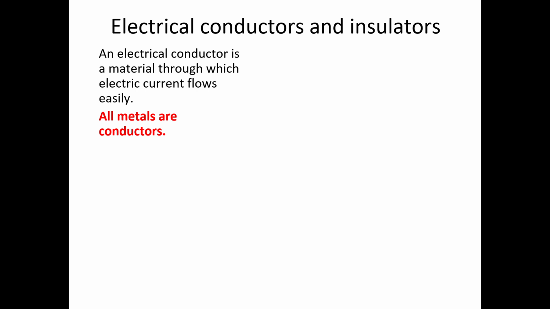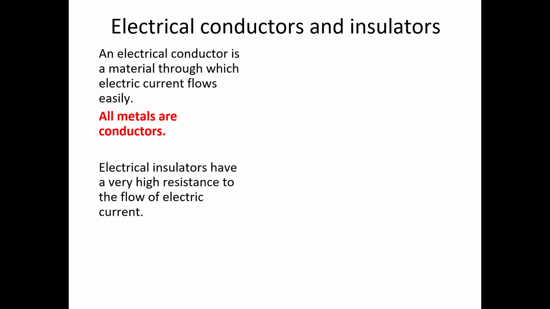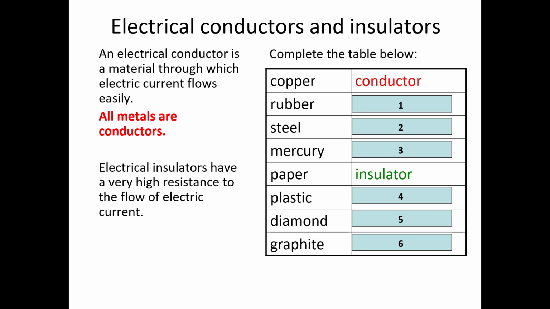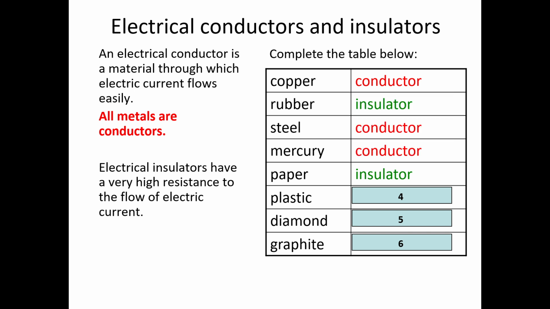So examples would be metals. All metals are conductors. Electrical insulators have a very high resistance to the flow of electric current, things like plastics. Looking through this bit of revision here, rubber is an insulator. Steel is a metal, so it's a conductor. Mercury is a liquid metal at room temperature and pressure, but still a conductor. Paper would be an insulator.